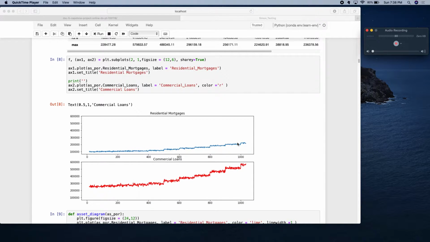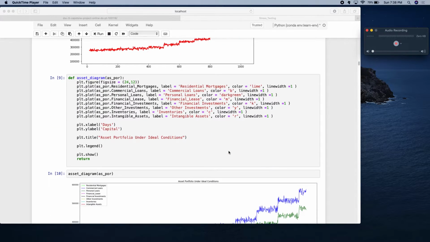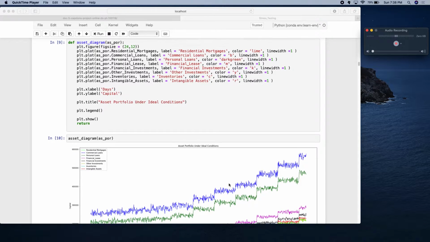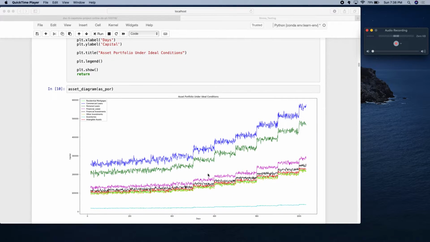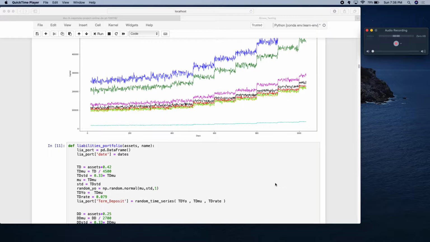That's what the time series looks like. For two of them, we'll test run, and when we look at everything all together, we can see some of the financial products do much better than others. We can see a very slight increase, but this is in times of ideal conditions.